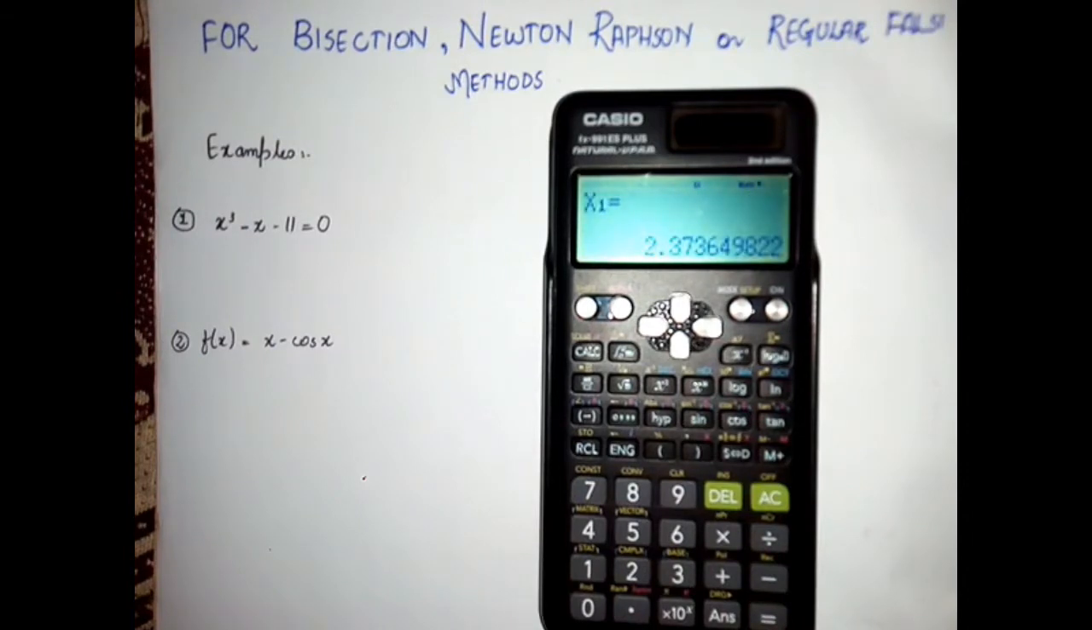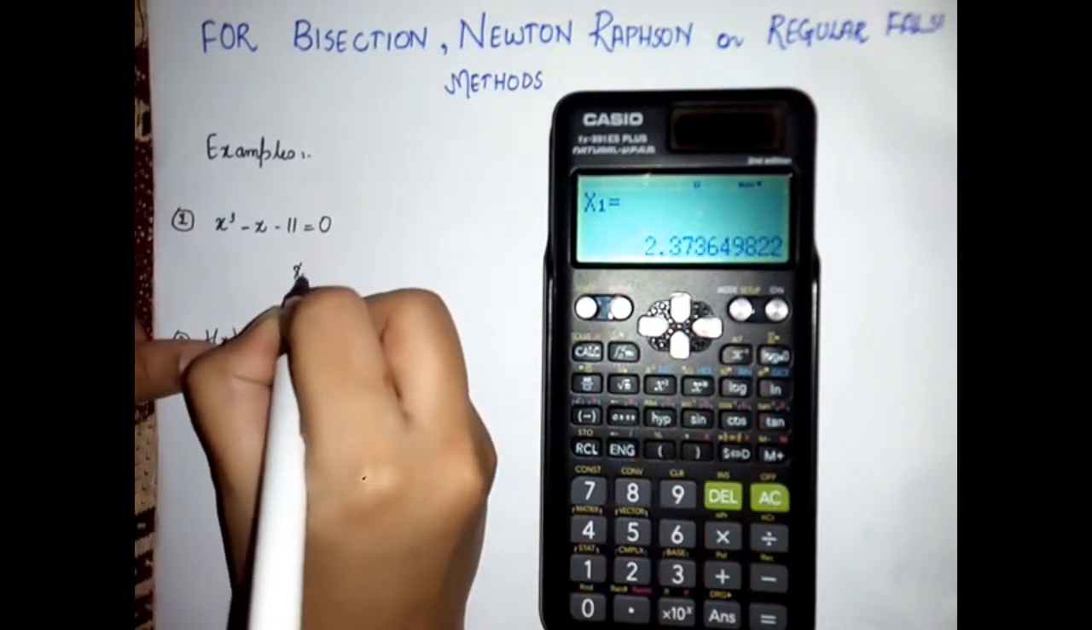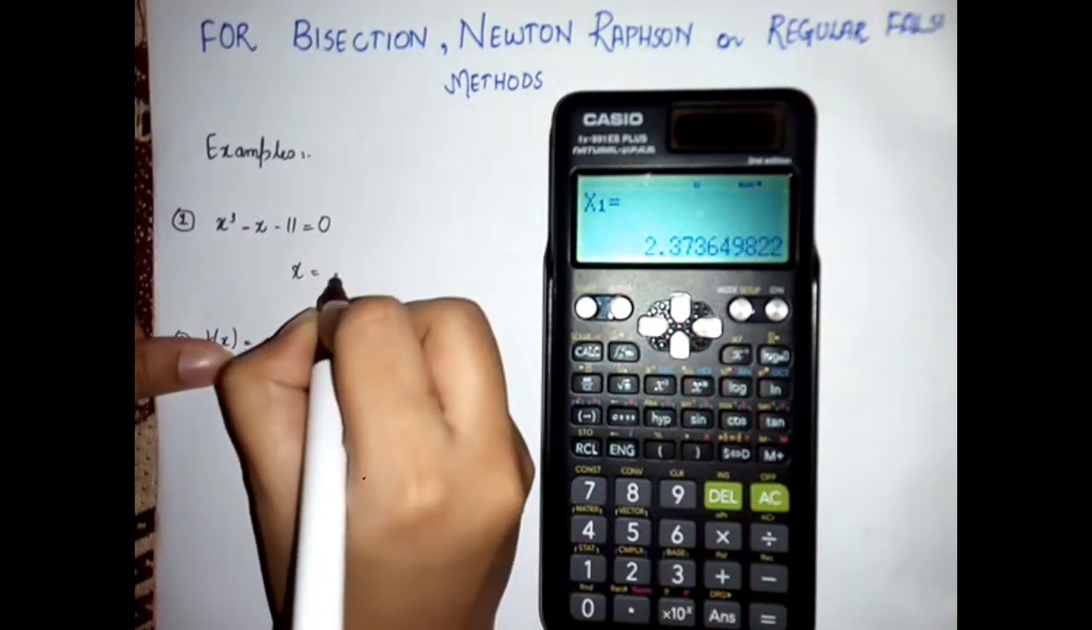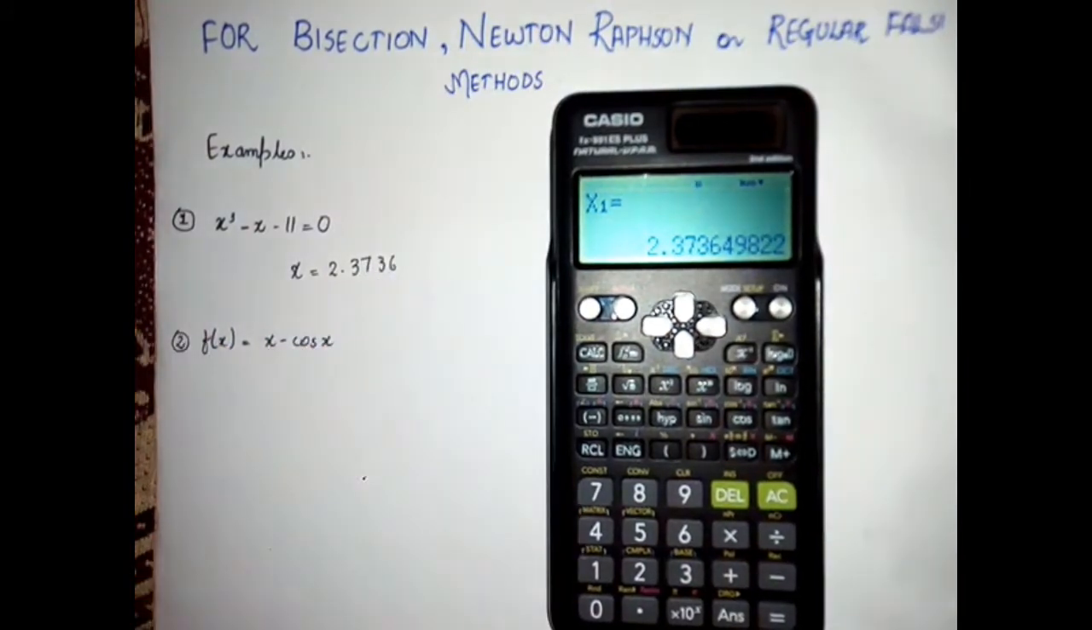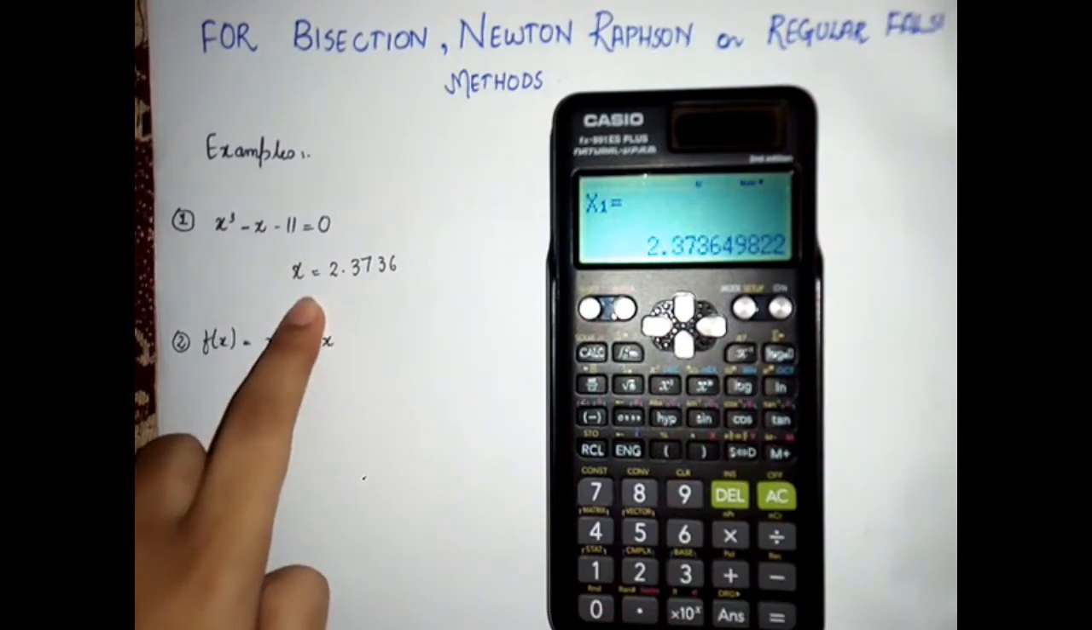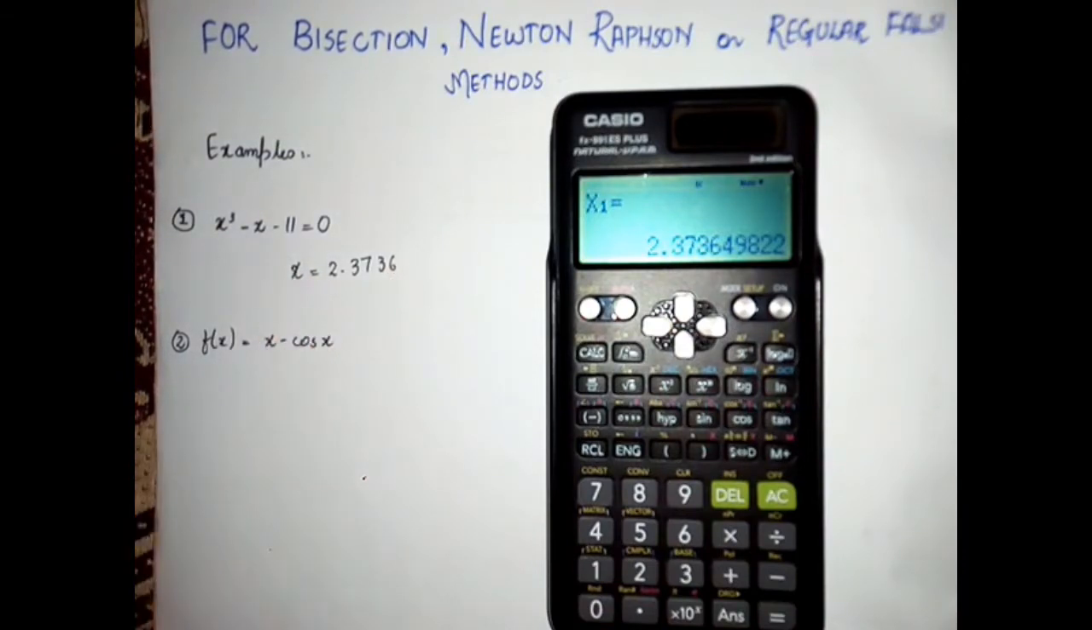Here I'm getting the value of x. I'm writing it down here. X is equal to 2.3736. Now what does this mean? This is the root of this equation, meaning you know the answer already. Now from the calculator you know this answer, so you are going to choose A and B accordingly.